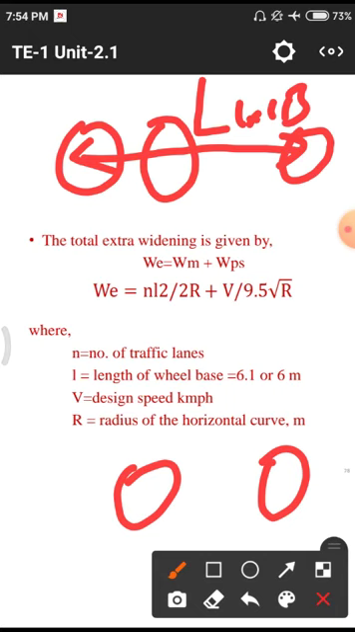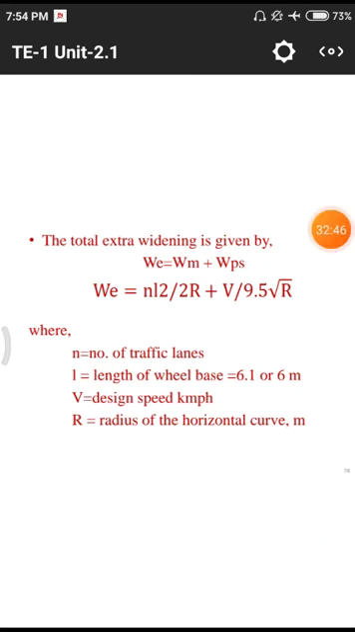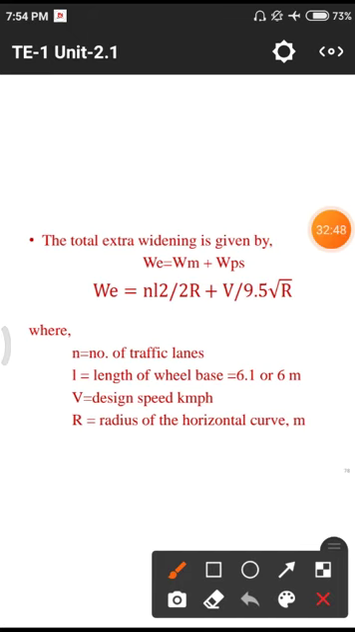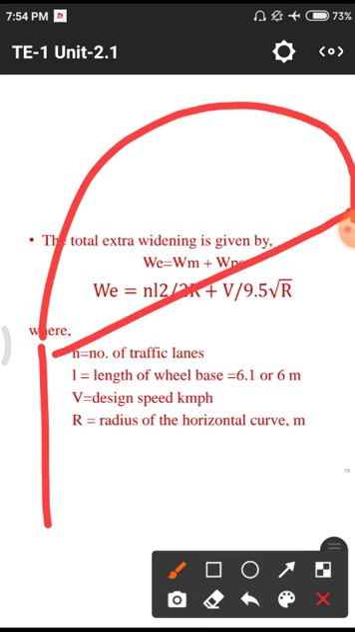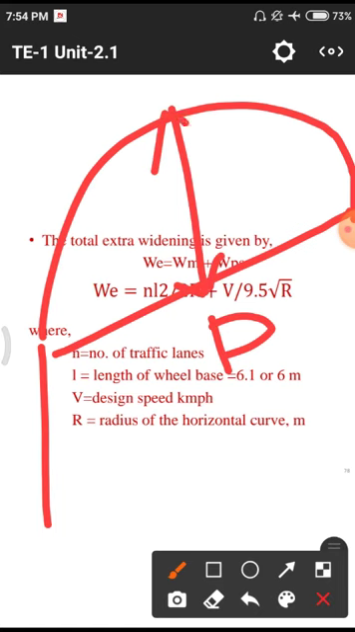And R is the radius of the horizontal curve. This is the total curve, that means one side of the road, another side of the road. This is the main diameter, this is the radius. Okay, this is one condition.